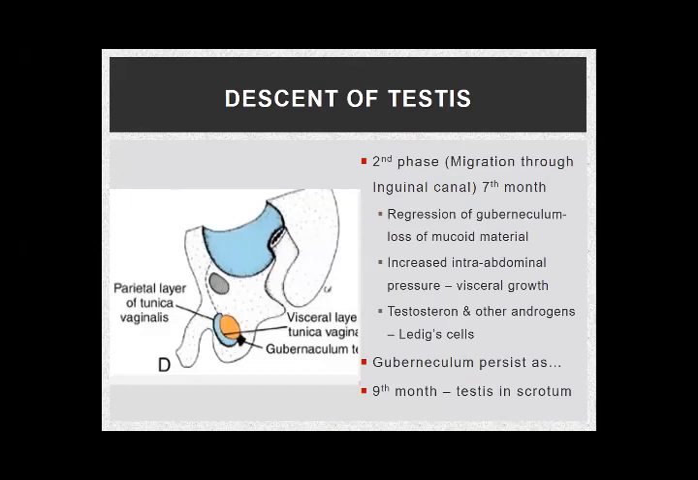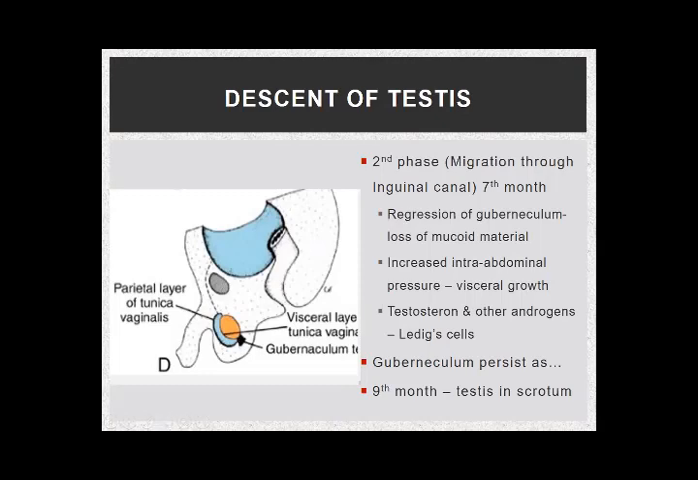ये first phase था. Second phase में अभी तक I told you the testis is at the deep ring. Second phase में the testis passes through the inguinal canal. ठीक है? ये 7th month पे होता है. अब इसमें multiple factors हैं. एक तो gubernaculum जो है, I told you it becomes thicker, it becomes shorter, it loses its mucoid material, it loses its cellular factors. ठीक है? And this gubernaculum then pulls as it shortens, it pulls the testis down.